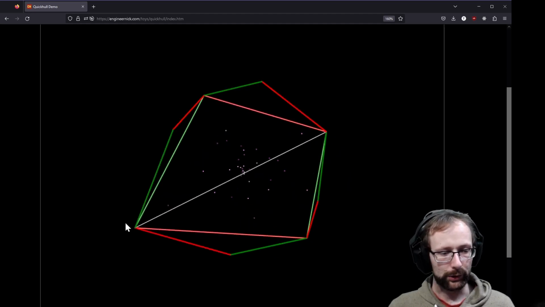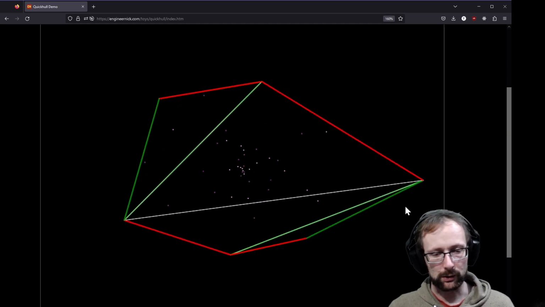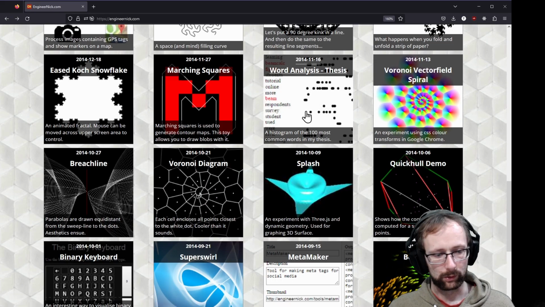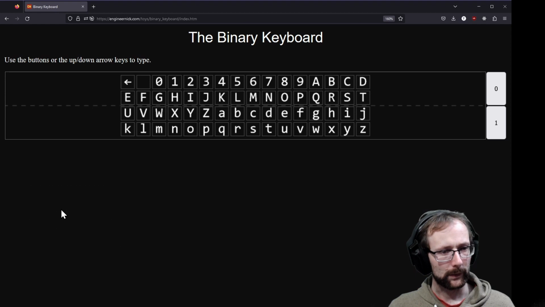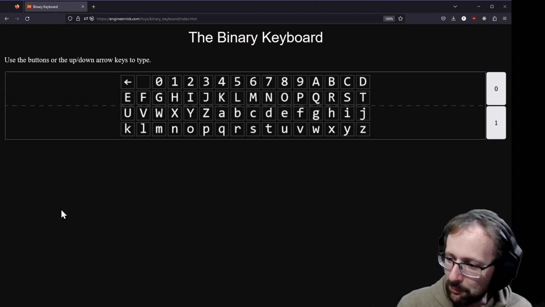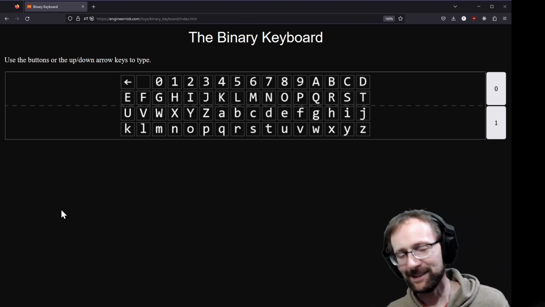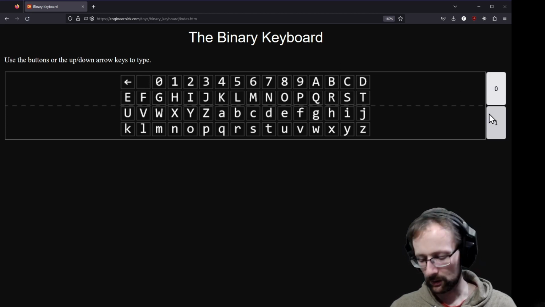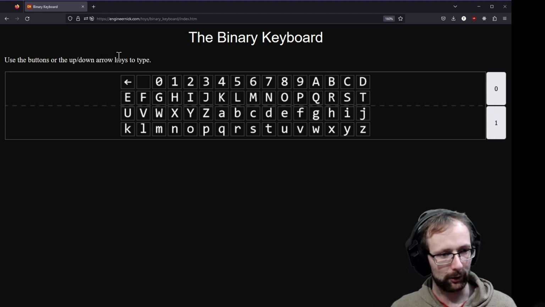It's a very well-known, well-established, widely used algorithm, and it is good fun. Moving on. What have we got here? The binary keyboard. I remember this. The way that this works is that there's two buttons here, the 0 or the 1, or I intended it for use with the arrow key.